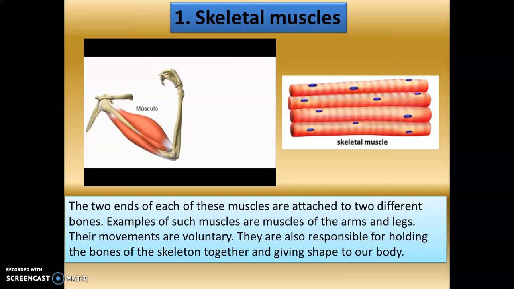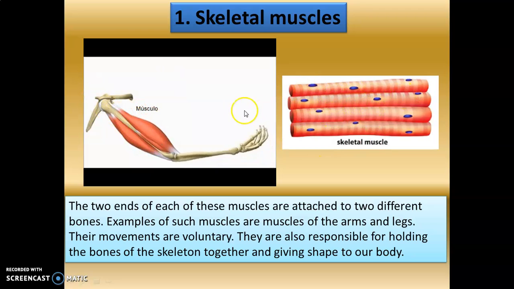Now, further we have again three types of muscles. The first one is called skeletal muscles. Now, what are skeletal muscles? The two ends of each of these muscles are attached to two different bones. Now see here. This is one bone, this part, and this is another bone. So the two ends of these muscles are joined to two different bones. So these are called skeletal muscles.